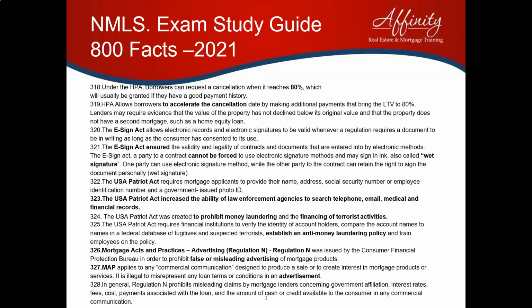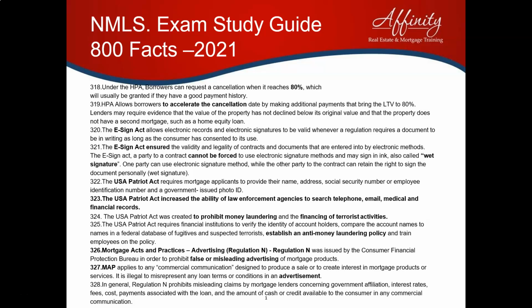Under the HPA, borrowers can request a cancellation when it reaches 80%, which will usually be granted if they have a good payment history. The HPA allows borrowers to accelerate the cancellation date by making additional payments that bring the LTV to 80%.